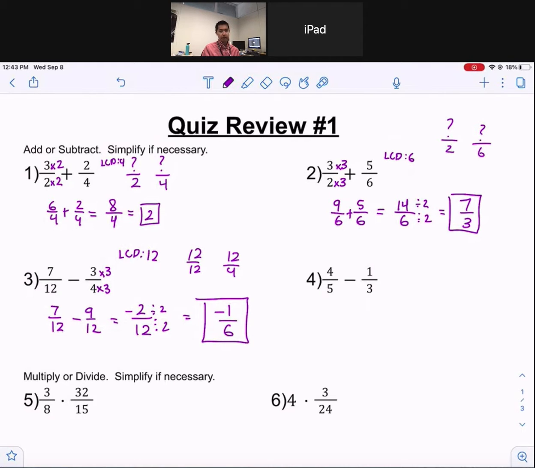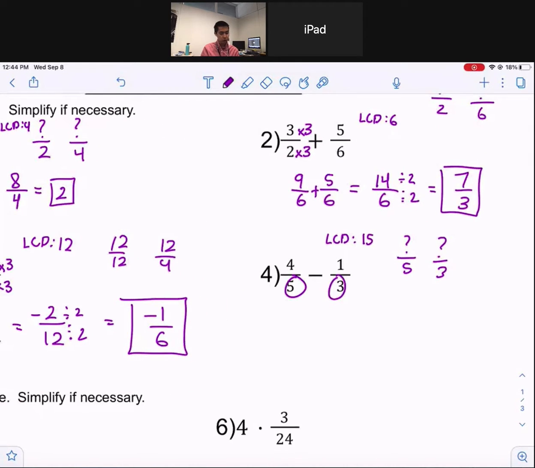4. The least common denominator between 5 and 3, you guys. So what number can 5 go into and what number can 3 go into? Well, the answer would be 15. 5 can go into 15 3 times, 3 can go into 15 5 times. So, are these 15? No, so we have to get them to be 15. 5 times 3 will give us 15, so top and bottom. And 3 times 5 will get us 15, so top and bottom. 12 over 15 minus 5 over 15 to get 7 over 15.